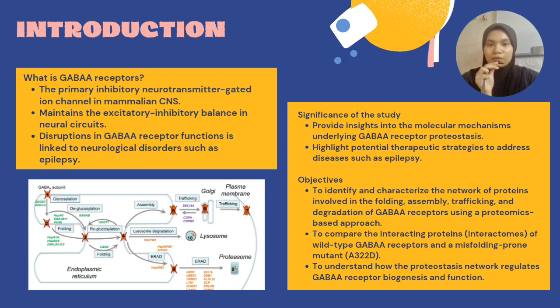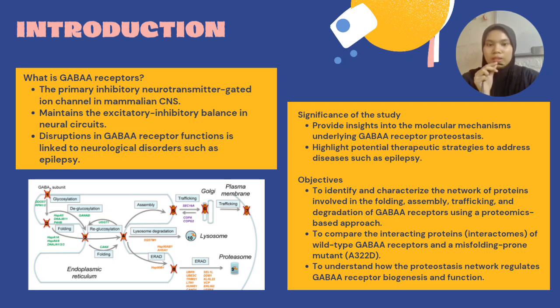The objectives of the study are, firstly, to identify and characterize the network of proteins involved in the folding, assembly, trafficking, and degradation of GABA A receptors using a proteomics-based approach. Second is to compare the interacting proteins, which are known as interactomes, of wild-type GABA A receptors and a misfolding-prone mutant A322D. And lastly is to understand how the proteostasis network regulates GABA A receptor biogenesis and function.